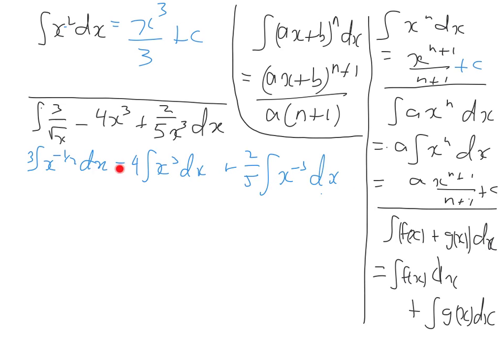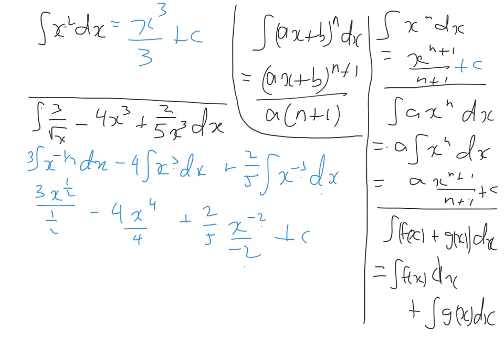So over here, now we're working with this line here. So we'll have 3, and we're going to have x to the power of positive a half, because we add 1 to it. We're going to put that over 1 over 2, minus, we've got our 4, x to the power of 4 over 4, because 3 goes up by 1, plus 2 over 5, x to the power of negative 2 over negative 2, because negative 3 plus 1 gives us negative 2, and that's got to go at the bottom as well. And remember, put in our constant of c.